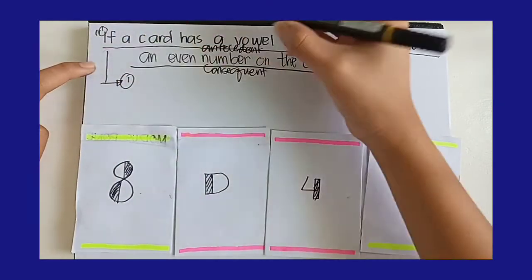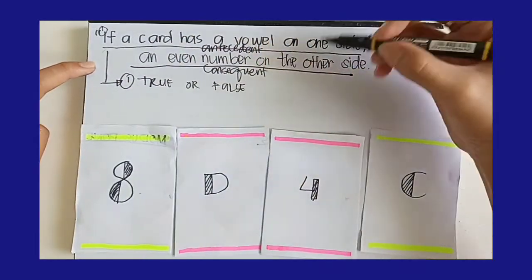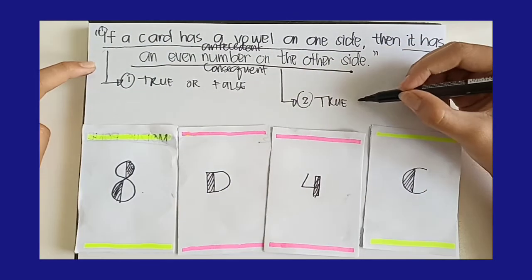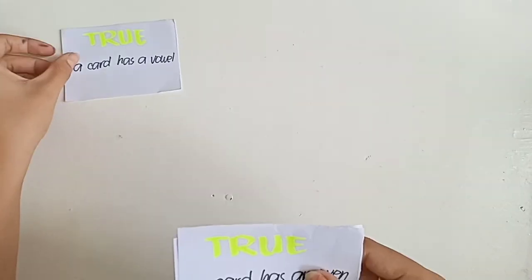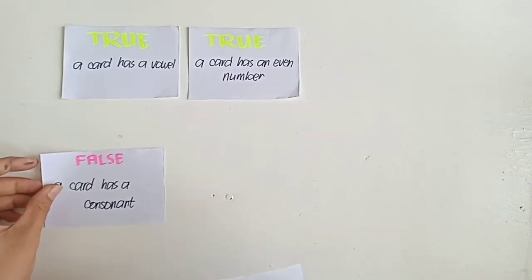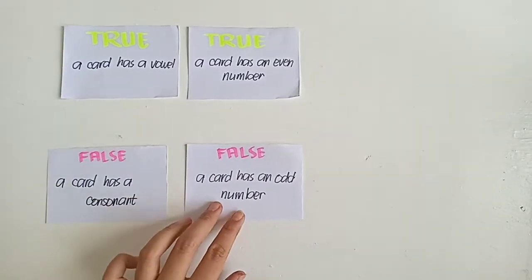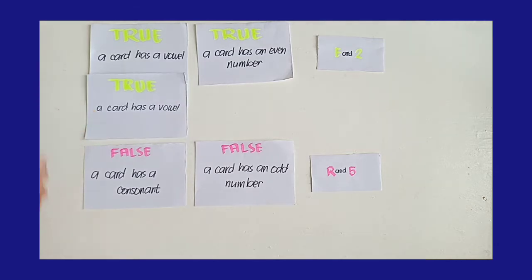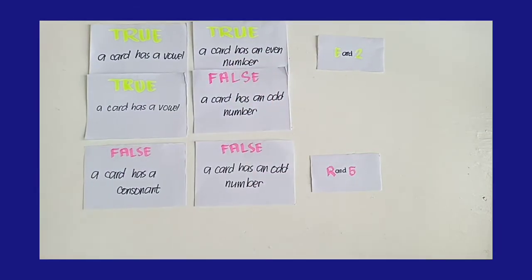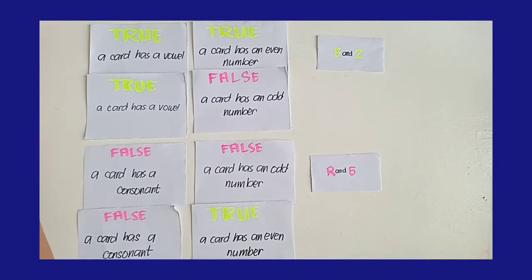So the antecedent can be either true or false, and the consequent can be true or false as well. In this case, they both are true if a card has a vowel and an even number, and they both are false if a card has a consonant and an odd number. Of course, it's possible for one to be true and the other false as well. For example, if a card has a vowel on one side and an odd number on the other side, or a card has a consonant and an even number on the other.